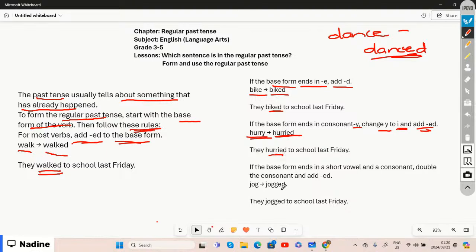So we have hurried. And if the base form ends with a short vowel and a consonant, we double the consonant and we add ed. So, for example, jog. If we were to show that in the past tense, then jogged. This is where we double the consonant in the middle, like the last letter, we doubled. So, jogged. They jogged to school.